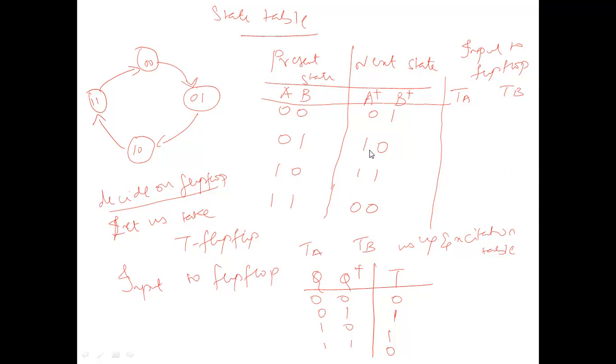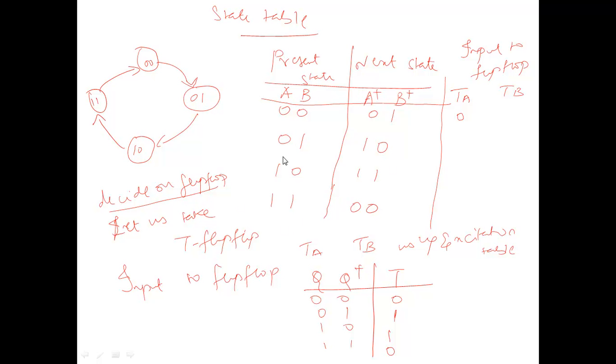When we are doing for TA, you see only present state A and next state A plus. When you are doing for TB, you see only present state B and next state B plus. So when you are doing for TA, A is 0, A plus is 0. Look at the excitation table: Q 0, Q plus 0, the input to T is 0. So you fill 0 here.